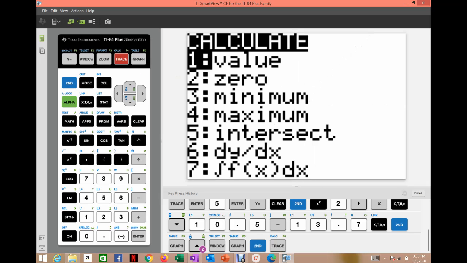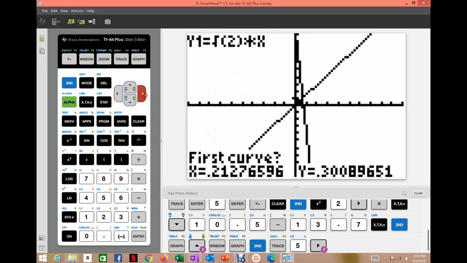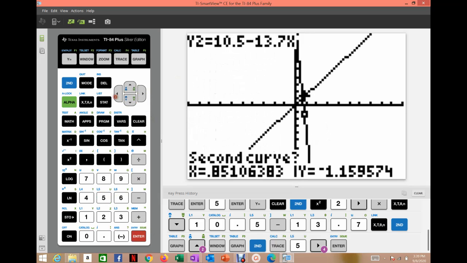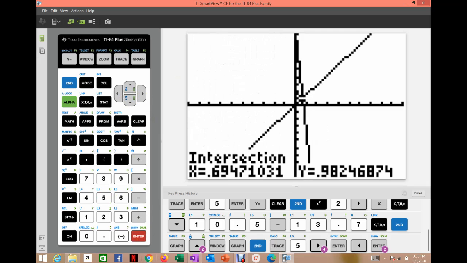So remember, second trace, 5, first curve, second curve, guess. I'll make sure I get as close as I can at that moment. Enter, first curve, second curve, and guess. Alright, so it looks like it happens at 0.6947.